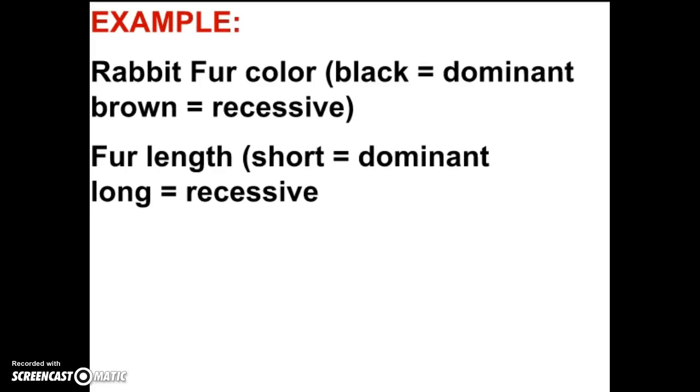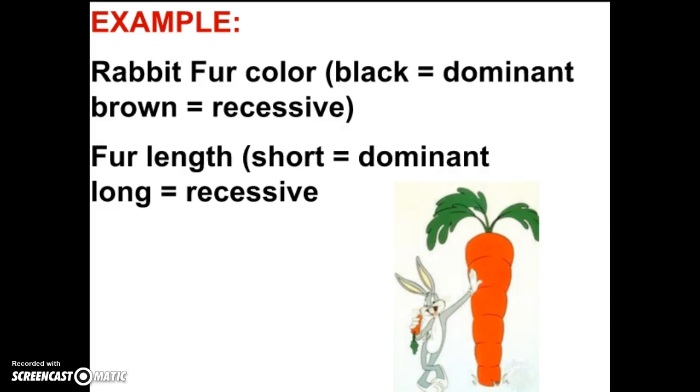Now, we'll go back to bunny rabbits. Again, we're going to do dihybrid traits, so we're going to take a look at two types. We will continue our rabbit fur color, saying that black is dominant over brown. And fur length, we'll say short hair is dominant to long hair.